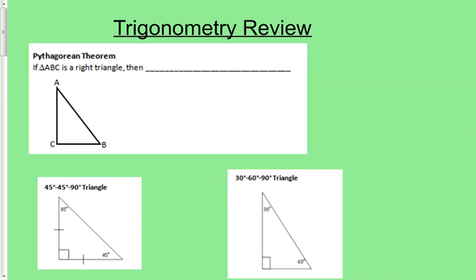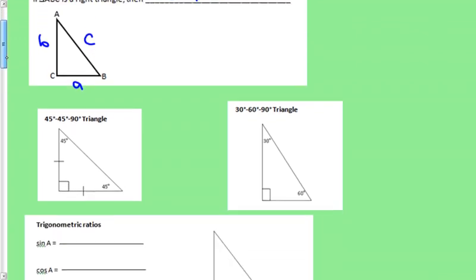It'll be valuable to have these written down, but to make sure they're refreshed in your memory. First thing is the classic trigonometry Pythagorean theorem. If triangle ABC is a right triangle, then a squared plus b squared equals c squared, where this is a, this is b, and c is the hypotenuse. All right, finding missing sides.